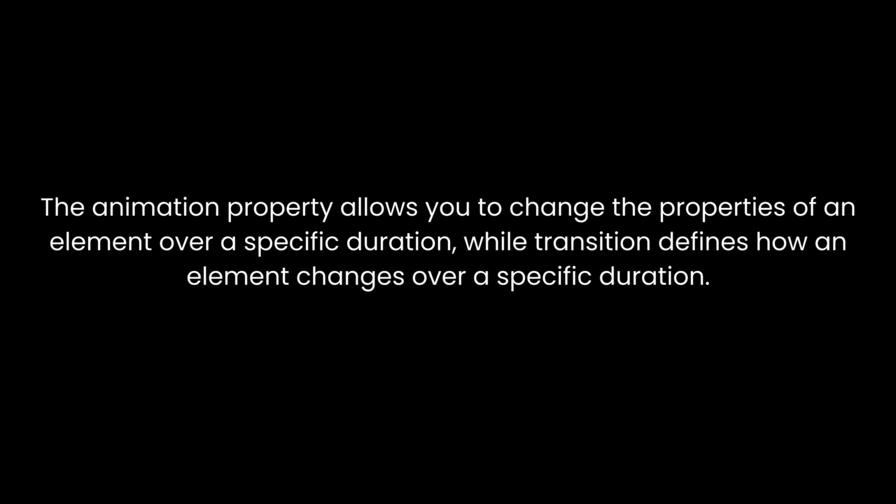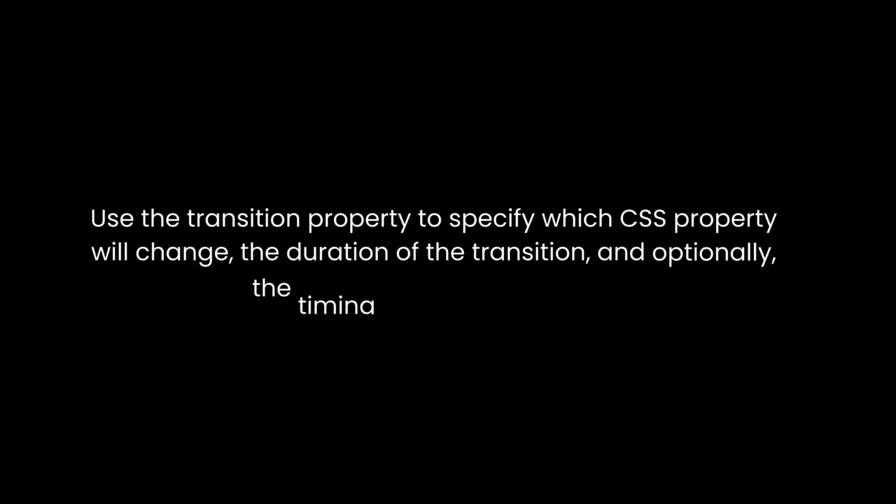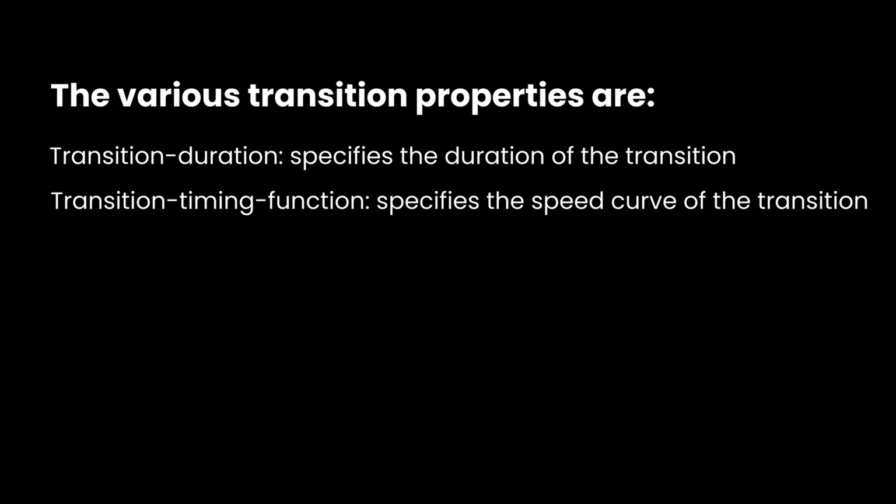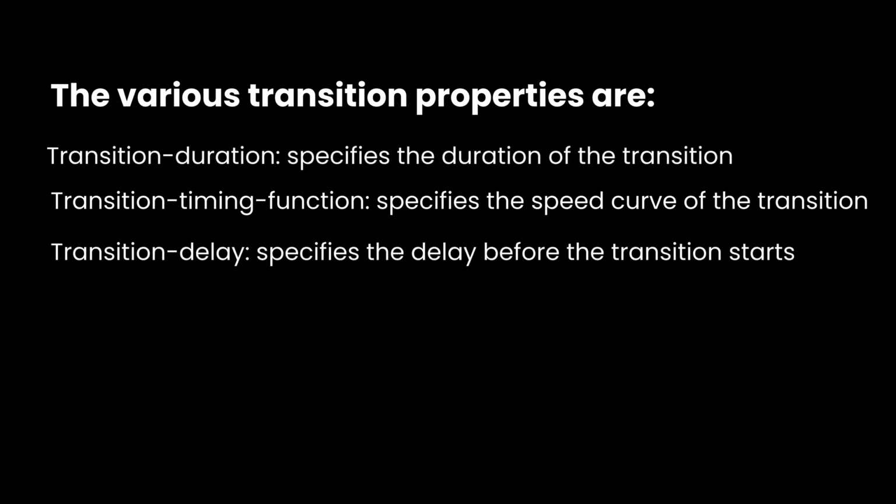Use the transition property to specify which property will change, the duration of the transition, and optionally the timing function and delay. The various transition properties are transition-duration, which specifies the duration of the transition. Transition-timing-function specifies the speed curve of the transition. Transition-delay specifies the delay before the transition starts.